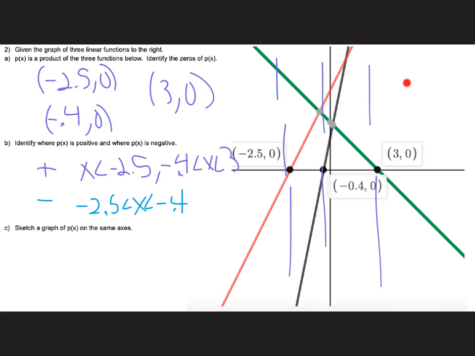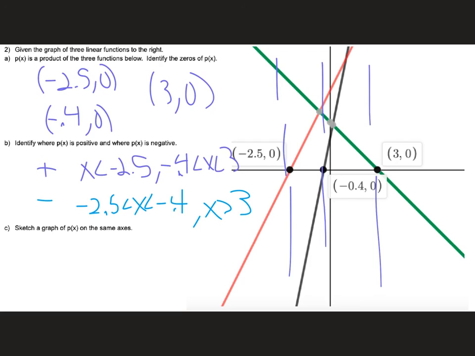And then the last region is over here. Red and black are up here somewhere. They're both positive. And then this one's negative. So a positive times a negative is negative. So that's going to be this region. So x is greater than 3.